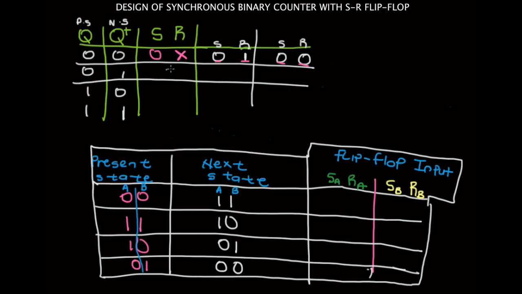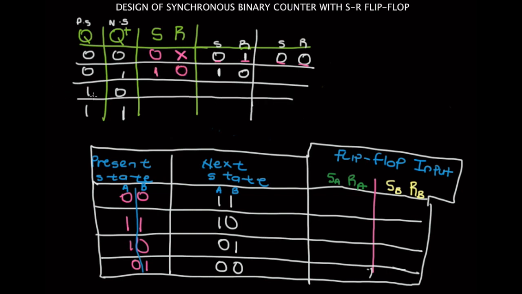What's going to happen? Then our set is 1 and our reset is 0. Because if our set was 1, then that means the next state is going to be 1. There's no other possible way to make your present state 0 and your next state 1. So in this case, we're going to say our set was 1 and our reset was 0.